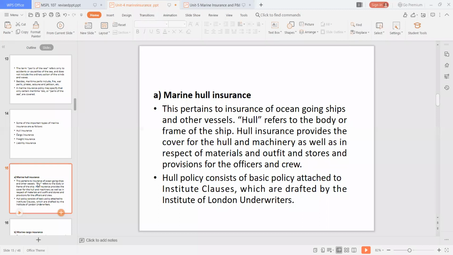A hull policy consists of a basic policy attached to institute clauses, which are drafted by the Institute of London Underwriters. Again, the UK framed that. Hull refers to the body or frame of the ship. What about the Titanic ship, whether it's correlated here? Any relation to the Titanic incident, accident, and hull? Whether it's correlated or not, or resembles that? Any idea on that?